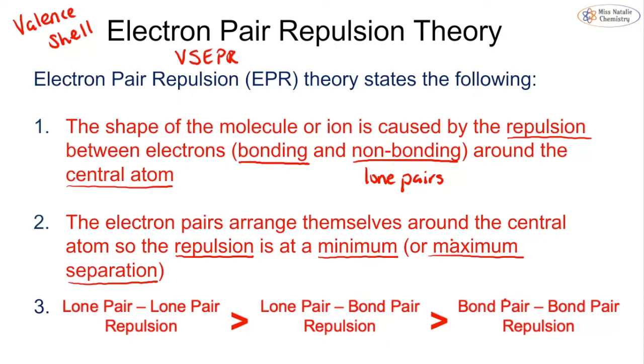And the third rule looks at the different levels of repulsion. So a lone pair repelling a lone pair is going to have a very high level of repulsion compared to a lone pair and a bond pair, which will in turn be higher than a bond pair and a bond pair. So if you've got a mixture of lone pairs and bond pairs within your substance, you're going to have your bonding pairs closer together than your lone pairs, because the lone pairs are going to repel more, because remember, they are all negative. And we'll look at how that affects the shape as we go through the examples.